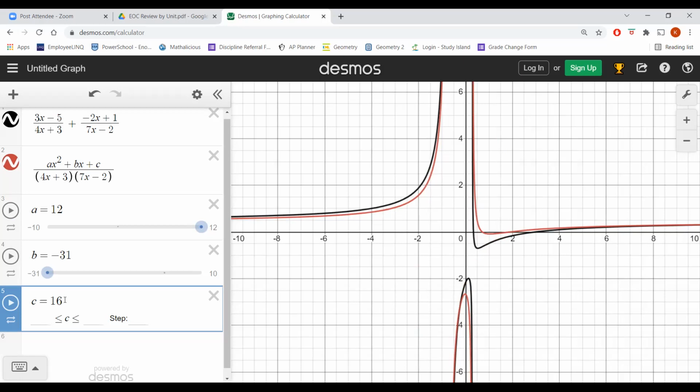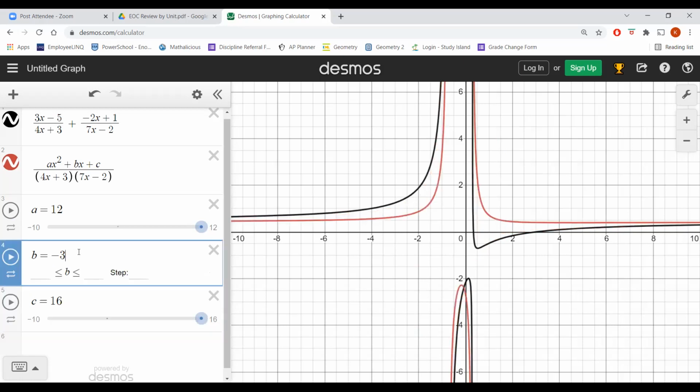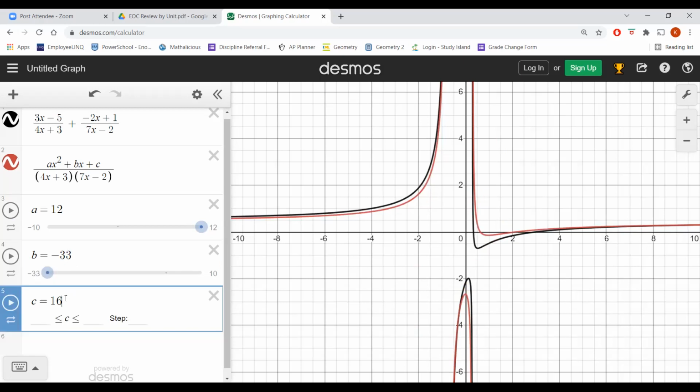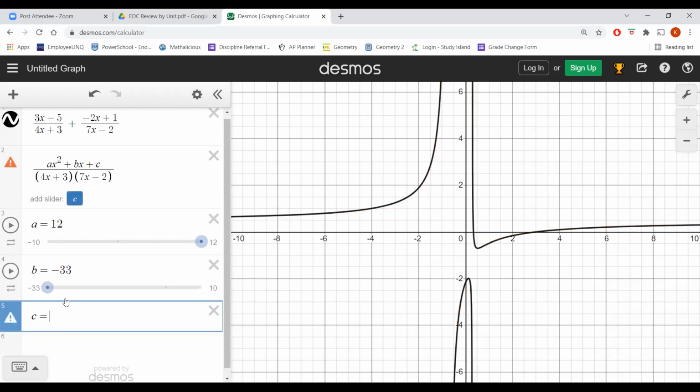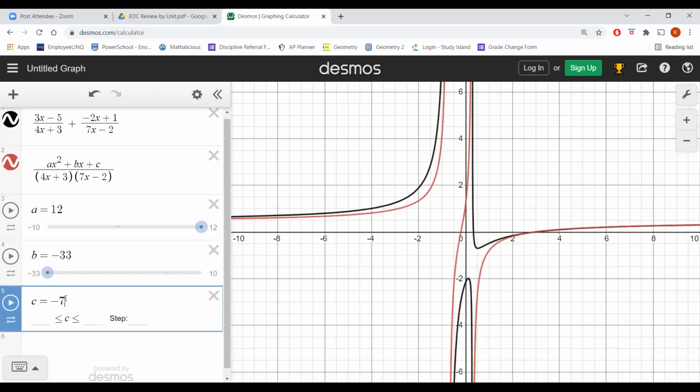So I'm going to leave the A as 12. I'm going to change the B value to negative 33. Okay, and now I'm going to try the C values again. So I'm going to start at the beginning, negative 7. Nope. Negative 3. Nope. 13. Nope. 16. Nope. Okay. So I'm sticking with that first A value of 12.